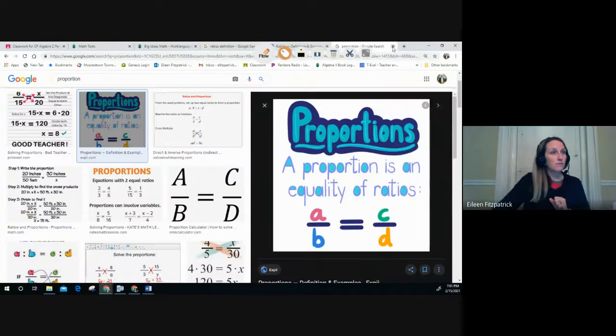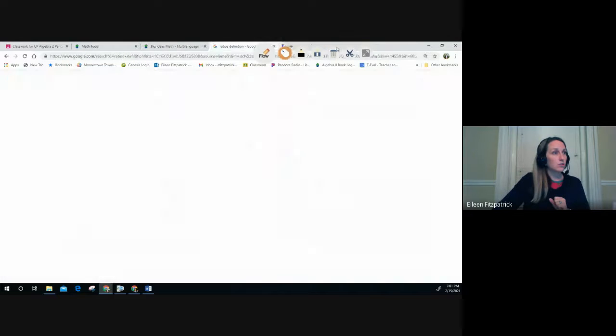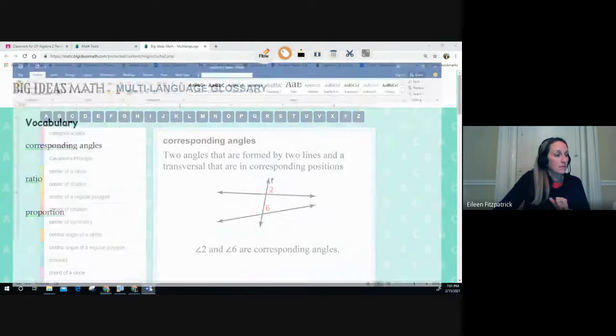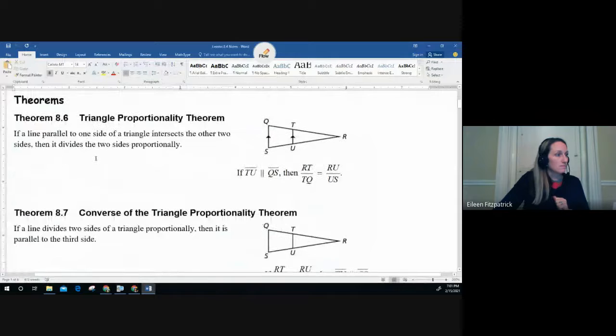All right, let me get rid of all these web searches that I was looking at. Okay, so let me get back to the notes. Okay, so we have some theorems and some quick examples to go through for today's lesson.